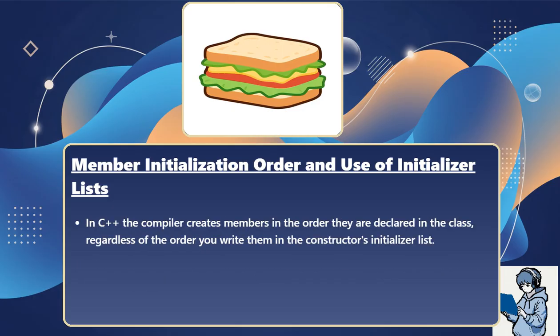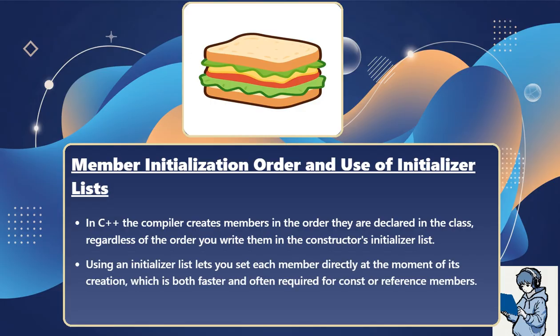In C++, the compiler creates members in the order they are declared in the class, regardless of the order you write them in the constructor's initializer list. Using an initializer list lets you set each member directly at the moment of its creation, which is both faster and often required for const or reference members.